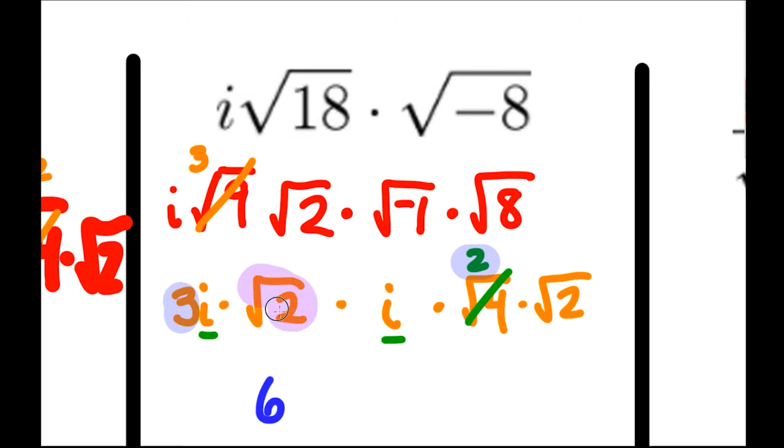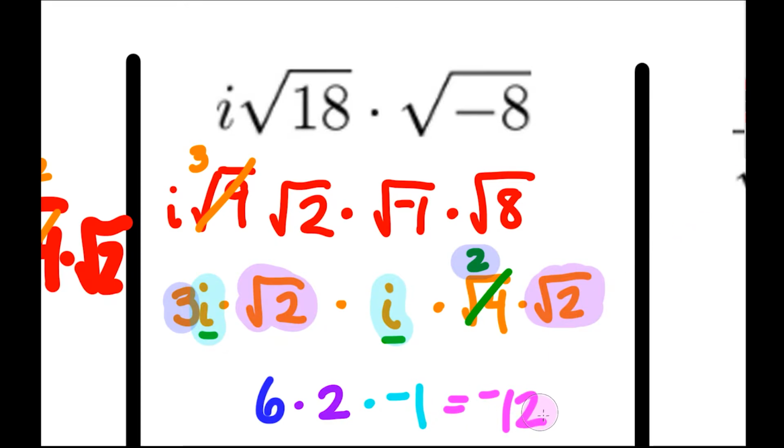Okay, this square root of 2 times this square root of 2 here is going to be 2. Root 2 times root 2 is 2. Okay, the only thing that's left that's not highlighted is these i's here. Well, i squared is negative 1. So you end up with 6 times 2 times negative 1. So your final answer is negative 12.